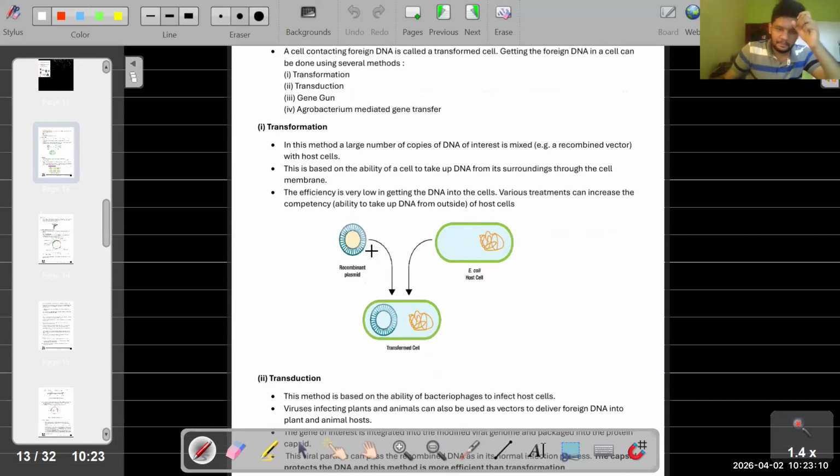So it depends on the ability of the host cell. Even if we give this, if the cell has a great ability, it will take it. If the cell is very weak, it won't take it. That is what they're trying to convey. This is based on the ability of the cell to take up the DNA from the surroundings through the cell membrane. Only depending on the ability of the cell will that DNA be taken in. Can you understand?